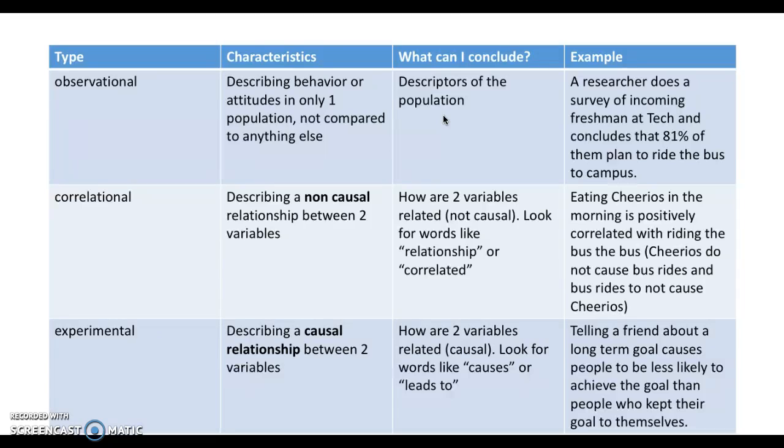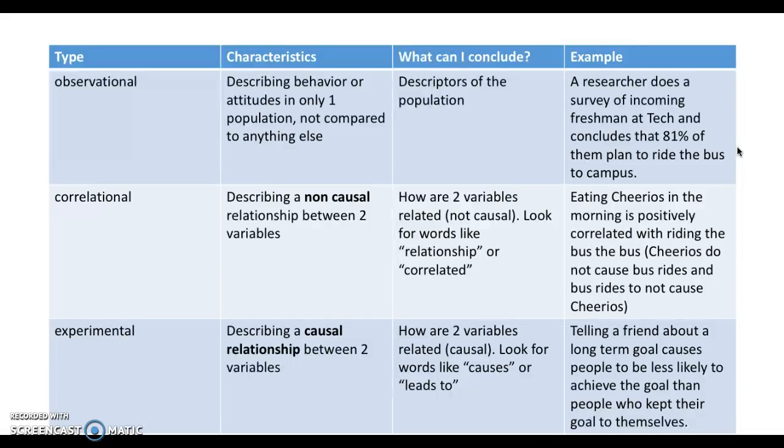So for example, a type of observational finding that might be reported in the media is, say, 67% of Tinder users are dissatisfied with their current relationships. That's kind of a bleak thing that I just made off the top of my head, but you know what I'm saying. That's describing the population without really looking at the relationship between two variables. And an example here is the researcher does a survey of incoming freshmen at Tech and concludes that 81% of them plan to ride the bus to campus. So I'm not really looking at the relationship between any two variables, I'm just describing that population.